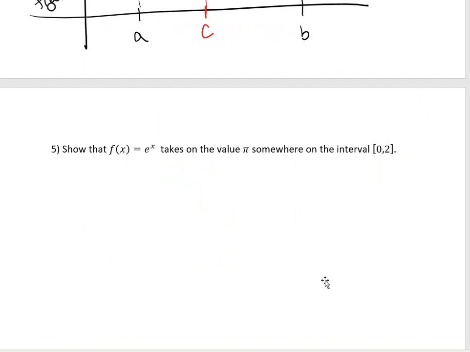Let's show that the function f of x equals e to the x takes on the value pi somewhere on the interval between 0 and 2. So first off, I'm going to draw a picture of the function e to the x.